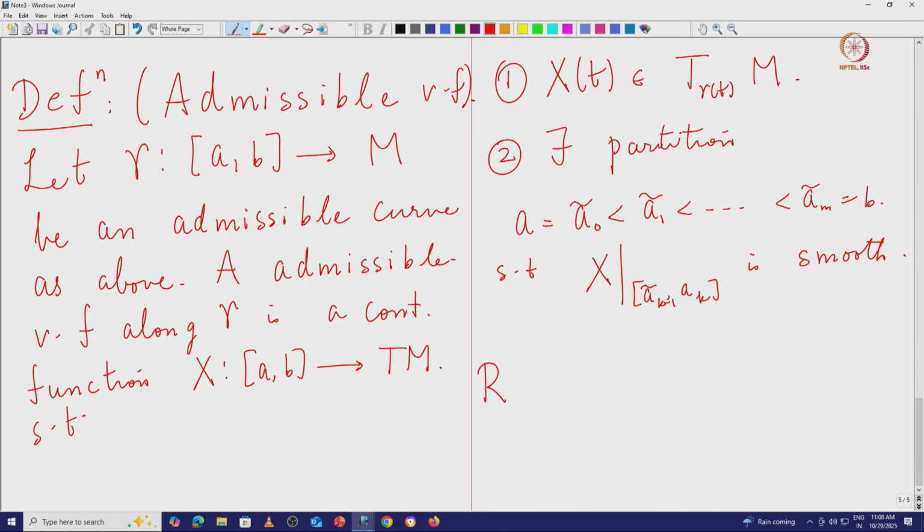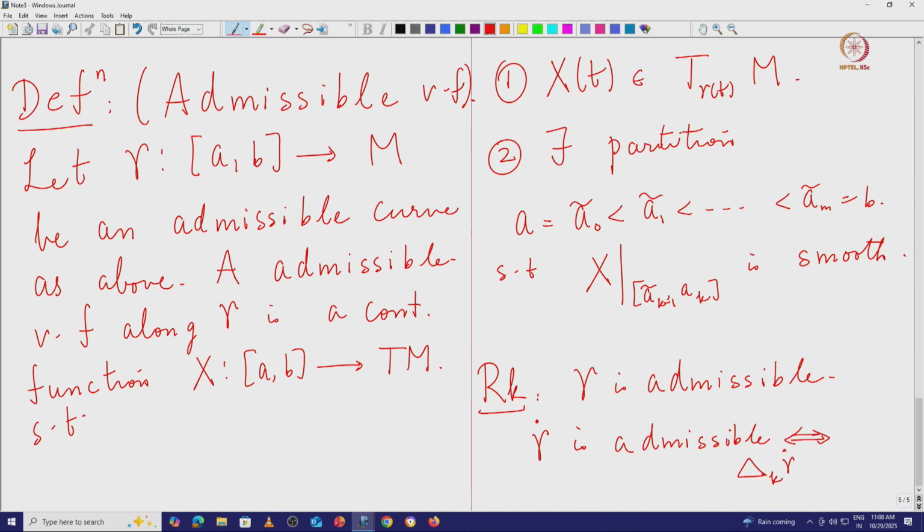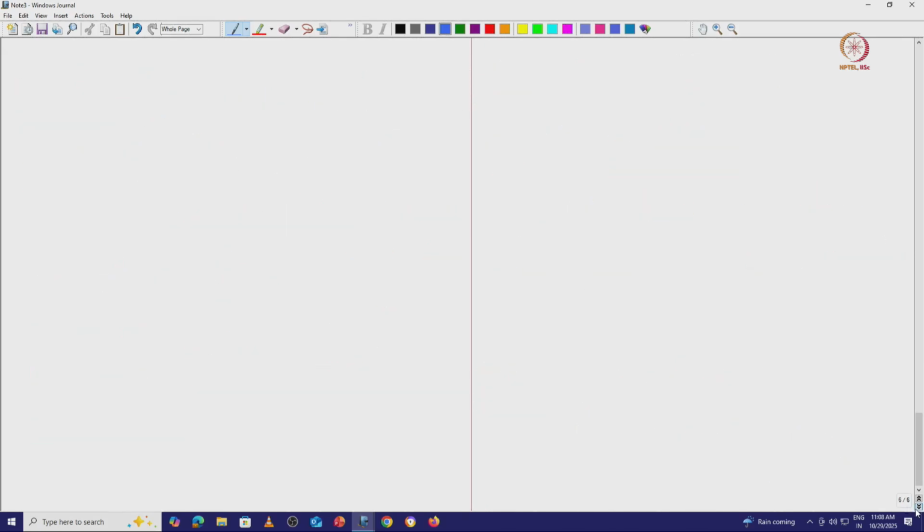All right, then a remark is that if gamma is admissible, the velocity vector is an admissible vector field if and only if there are no jumps in the velocity vector. This is because by definition we require our admissible vector field to be continuous at least, right, and the velocity vector of an admissible curve may not be continuous, it may have jumps.